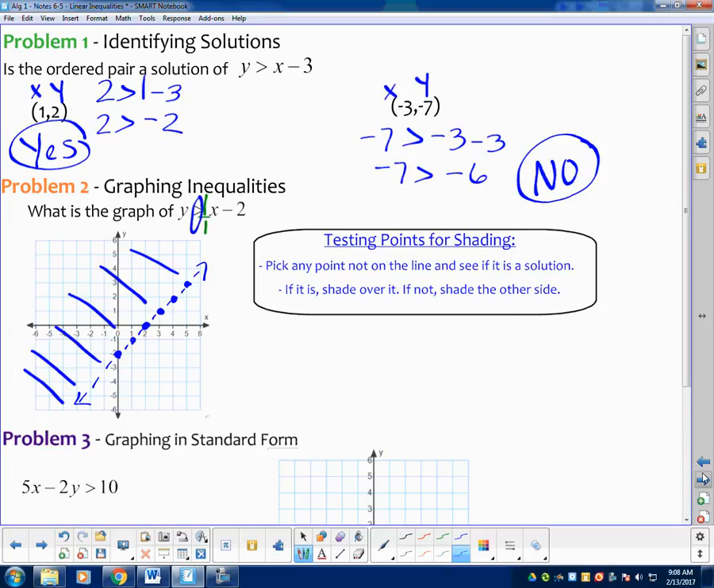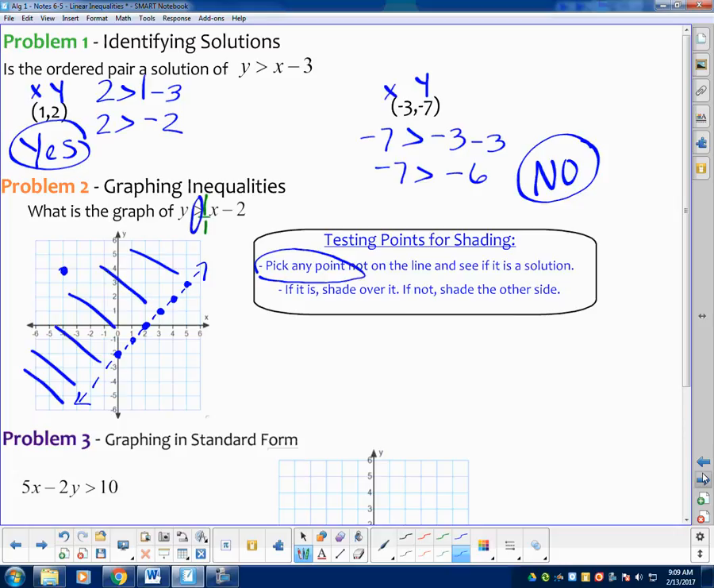So if we want to find a solution to our inequality, we want to pick any point that's not on the line. Negative 4, 4. Okay, that's what you want to test.